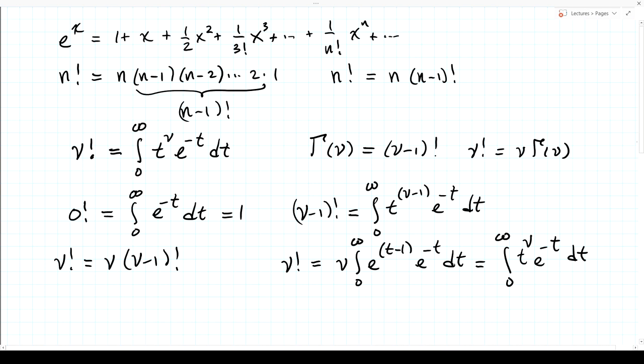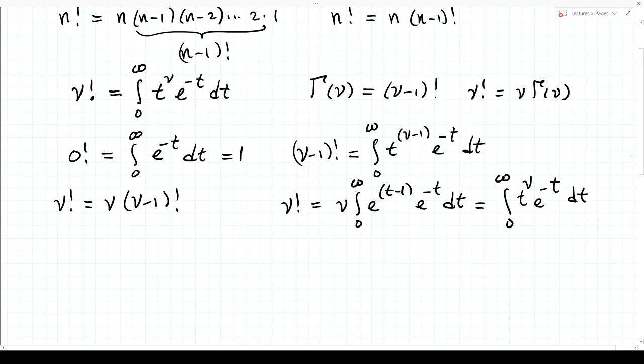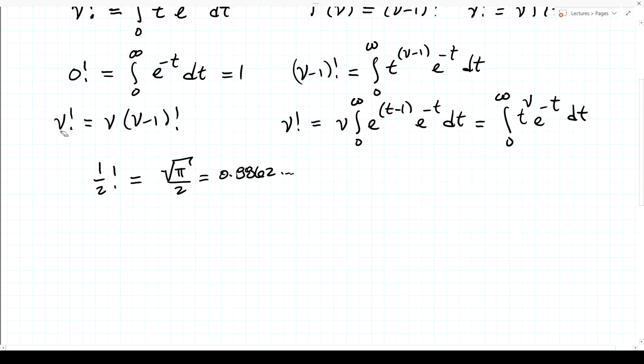So for example, some cases you can work out, an important one is 1/2 factorial. That's a weird looking thing, but you can work that out. Put in nu is equal to 1/2 into this expression. You can do that integral and you get the value that it's root pi over 2, which is 0.8862 and et cetera.